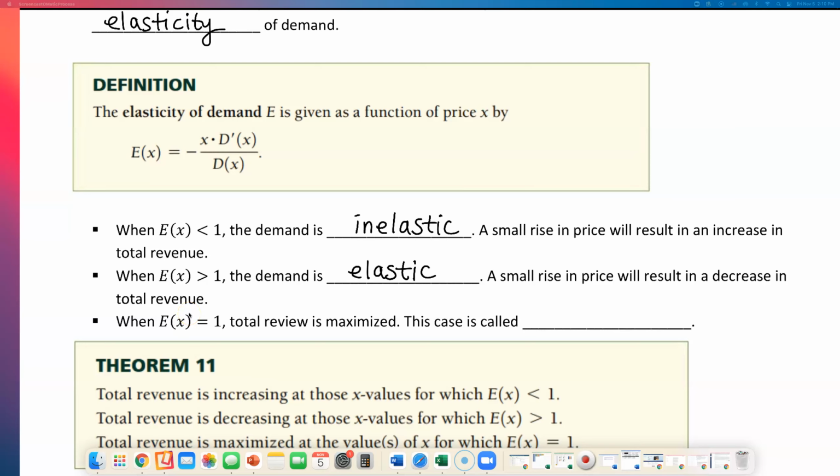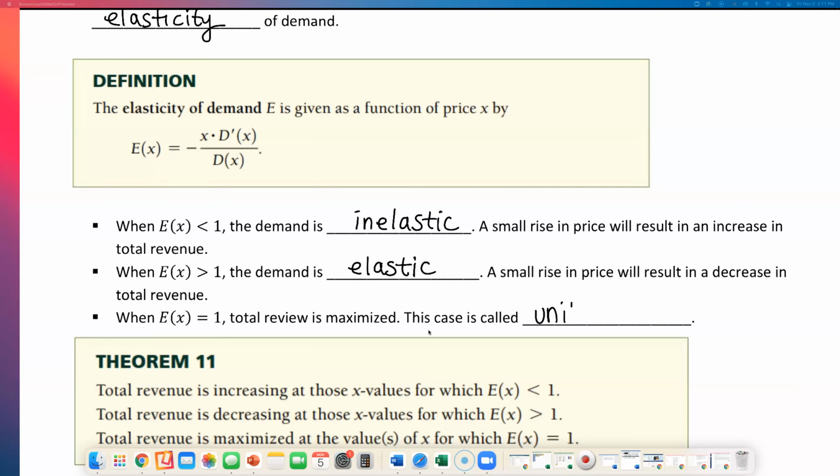So what if it's equal to 1? If it's equal to 1, then we say that the revenue is maximized at that point, and we say this is unit elasticity. So that's it for the formula and how to determine these, but we should look at some examples together.